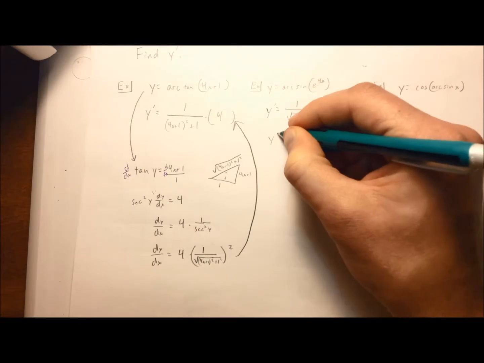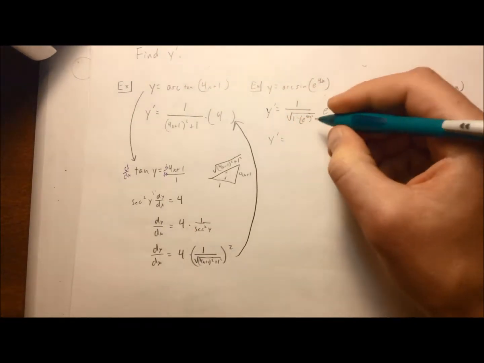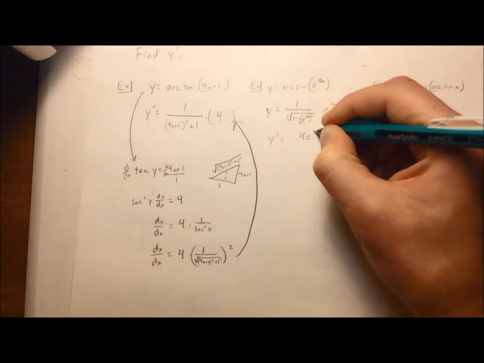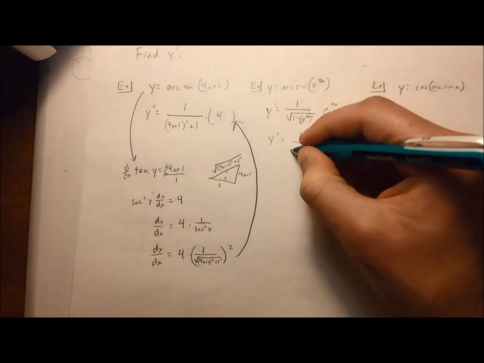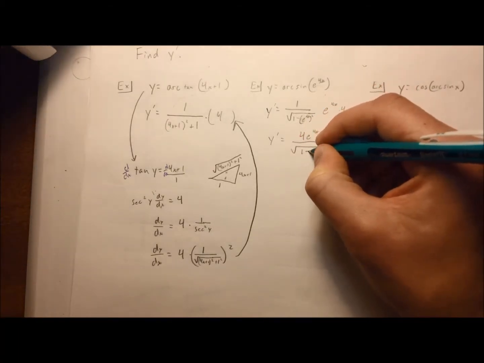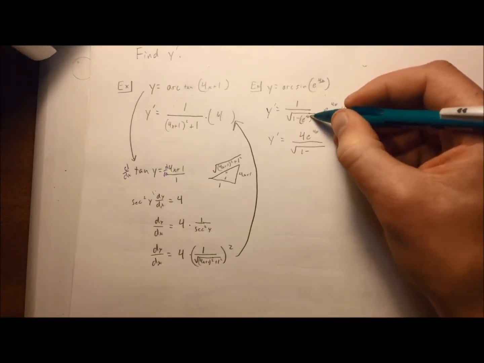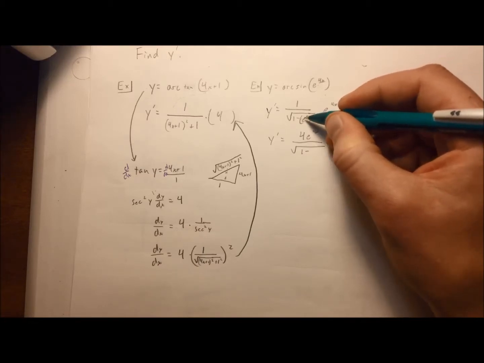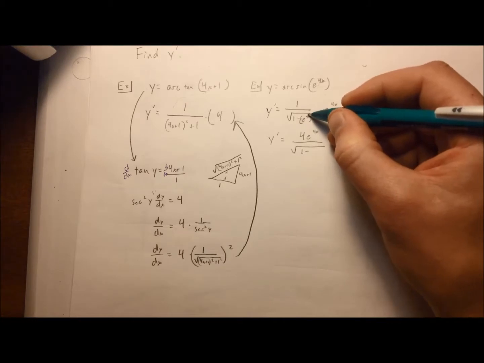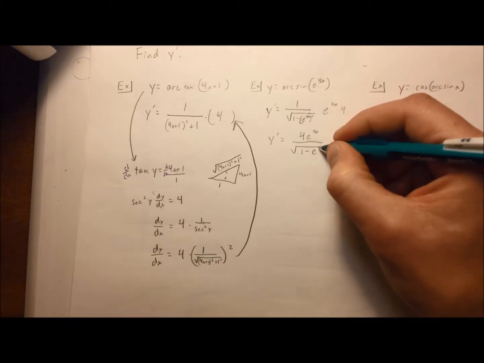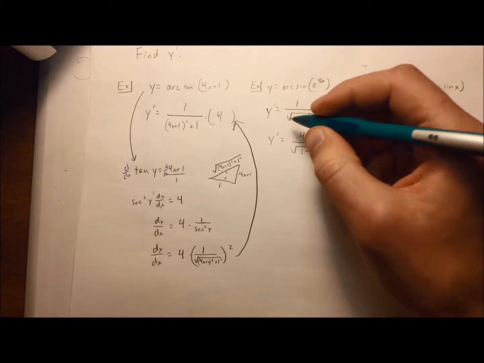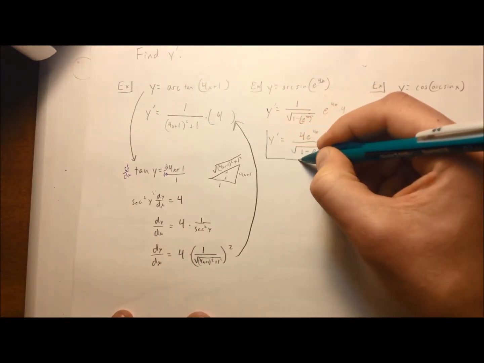So in this case, y prime is going to be equal to 4e to the 4x all over the square root of 1 minus, I'm going to go ahead and simplify this. If I square e to the 4x, I'm just multiplying those, so it's going to be e to the 8x. And that's my answer.